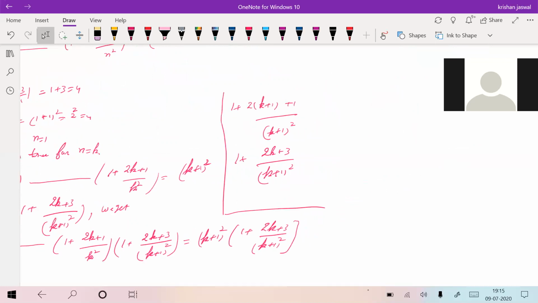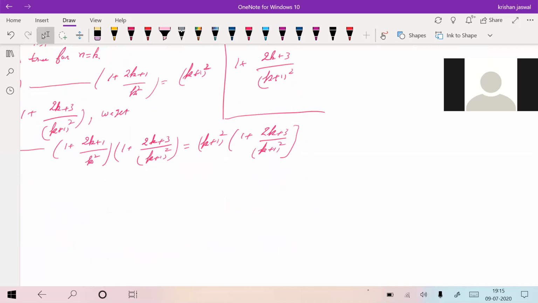Now what should be our answer? It should be (k+1)² times (1 + (2k+3)/(k+1)²). Now take the LCM. (k+1)² is the LCM. Multiply (k+1)² with 1, plus cross multiplication, (k+1)² and (2k+3).